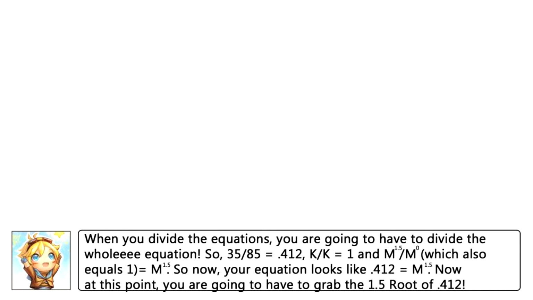So, 35 divided by 85, which would equal 0.412, k divided by k, which equals 1, and m to the 1.5 power divided by m to the 0 power, which also equals 1. That would equal m to the 1.5 power. So now, your equation looks like 0.412 equals m to the 1.5 power.